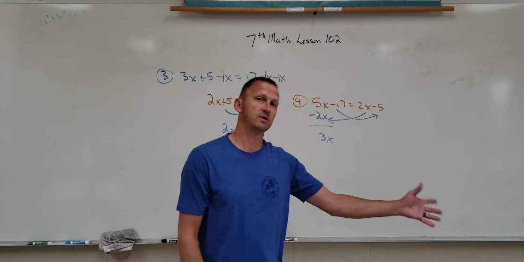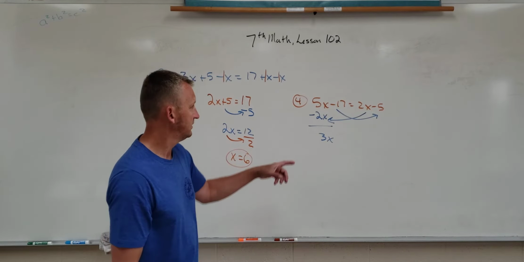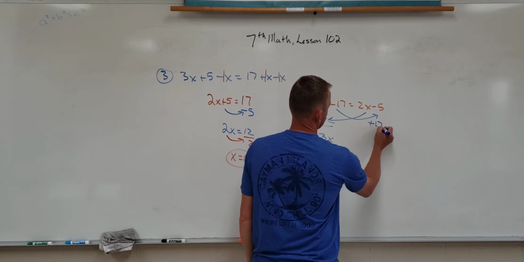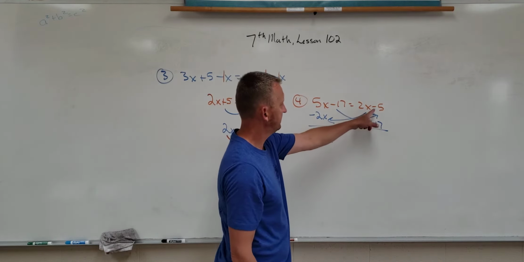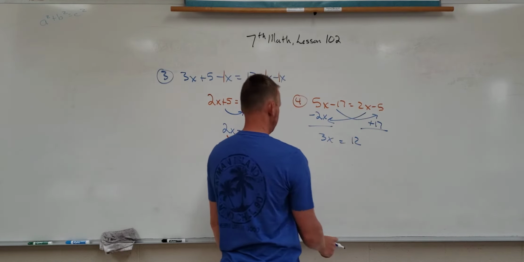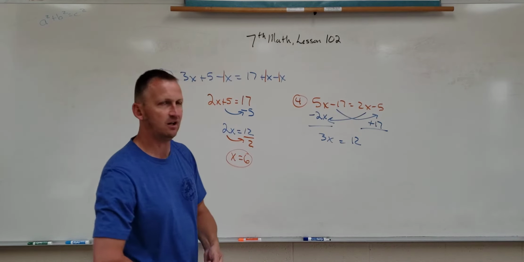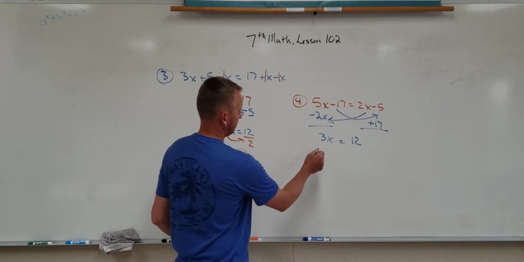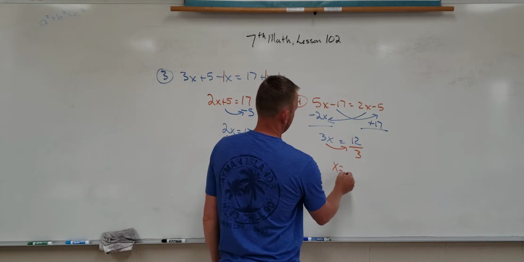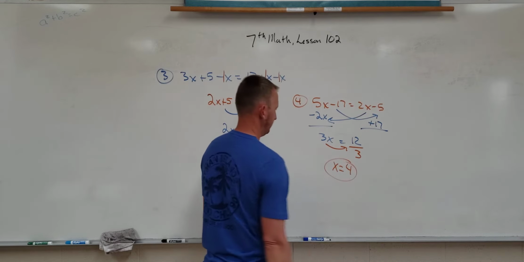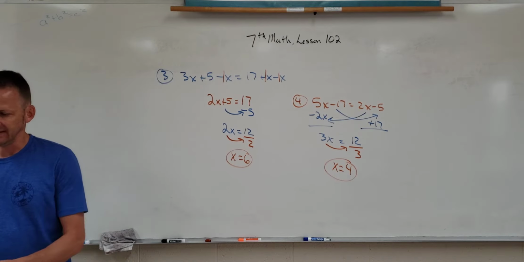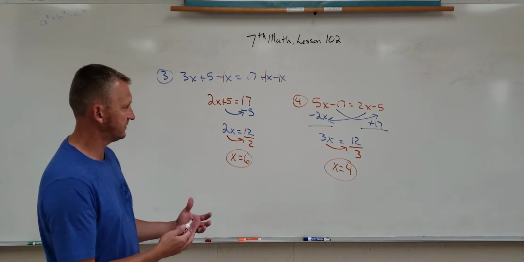I'm going to take my 17 to the other side. I'm trying to get all the numbers on one side, all the variables on the other. So if I have a minus 17 here, I'm going to take it over here and add. 17 minus 5 is 12. So now we need to finish up and solve. Multiplying here, bring it over and divide. 12 divided by 3, 4. So again, lesson 102, we are not doing the first half, we're just doing the second half.